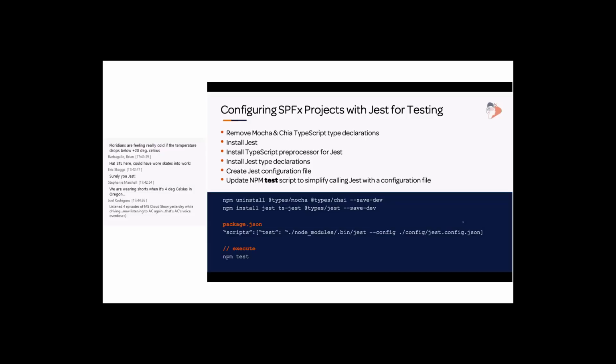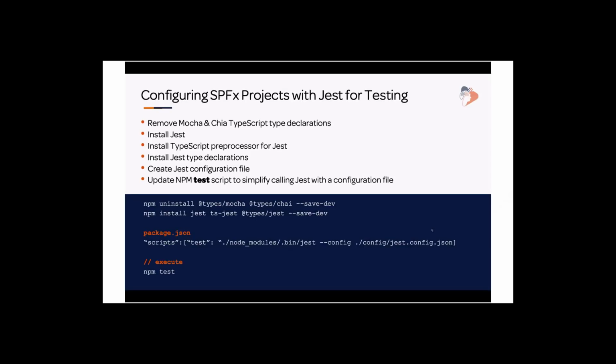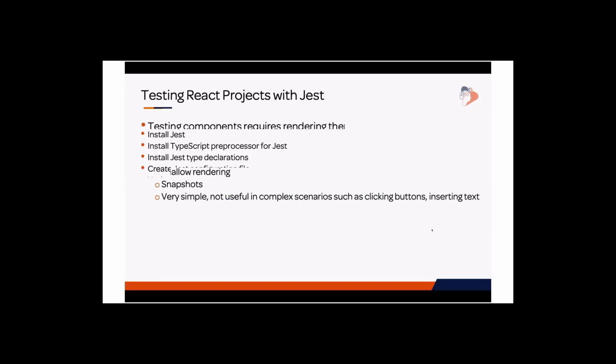The last thing, that I would recommend at least, is to update your test script in the package.json file so that you can just run npm test and it will do all the stuff that it needs to run Jest and plug in the configuration file, and make your life a heck of a lot easier, as you can see there from the code at the bottom. That's a lot of stuff to do, though.